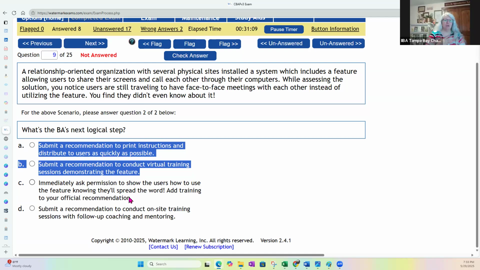We can't make the decision on what to do, but we can say this is what we think should be done. And then we have to go through proper channels to get it approved. C is better than D. Yeah. Okay, I like D. What do we like about C? Because you're spreading the word and then doing the training, but with D, I'm not sure if mentoring is part of the process. Okay, let's test C.